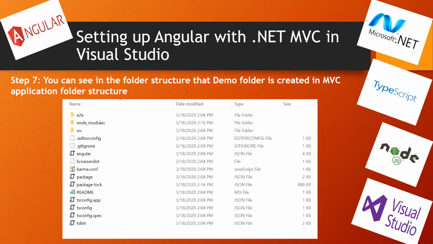Next step is that you can see in the folder structure that the demo folder is created in the MVC application because we used ng new demo. So we gave the name of the application as demo, and it basically created a structure with the name demo. You can see all these files inside that folder.